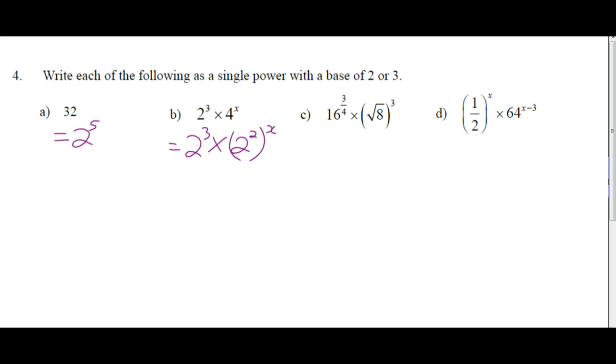So let's simplify this first. What's 2 squared to the power of x? Okay, so we multiply, right? Power to a power, you multiply, so it's 2 to the 2x. So we got 2 cubed times 2 to the 2x, which is multiplying powers with the same base. What do you do with the exponents? So it's 2x plus 3.